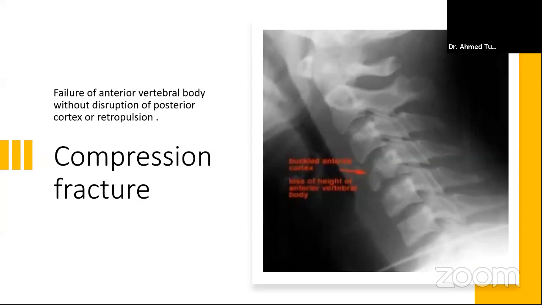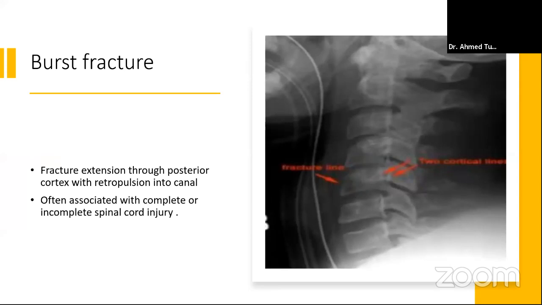Regarding the compression fracture, it's a failure of the anterior vertebral body without disruption of the posterior cortex or retrobulge. Regarding burst fracture, it is a fracture extending through the posterior cortex with retrobulge into the canal. And this fracture is often associated with complete or incomplete cord injury.